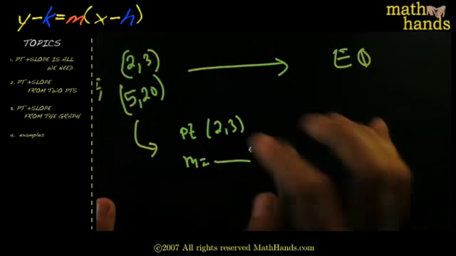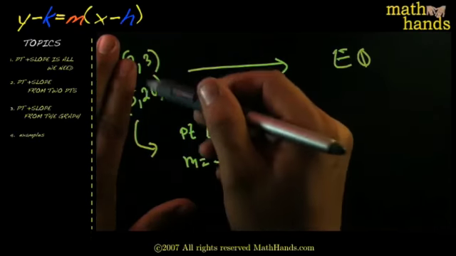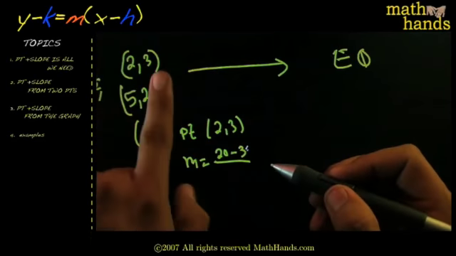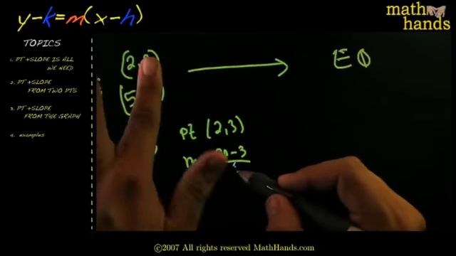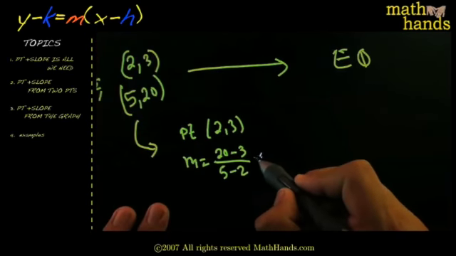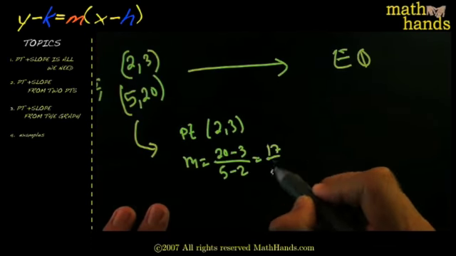Remember how to find the slope when you have 2 points. You look at the y-coordinates, so you go 20 minus 3. Then you do rise over run, right? So that was the rise. The run would be 5 minus 2. So the slope is 17 over 3.